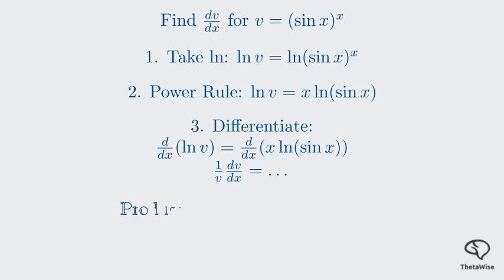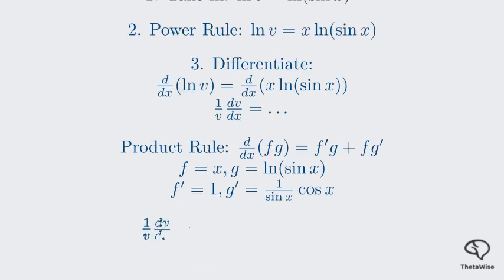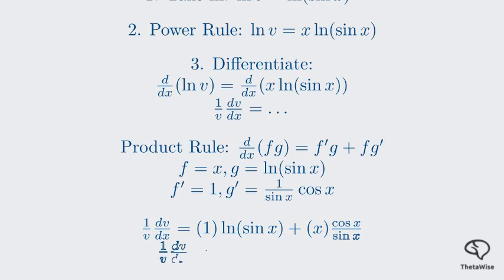Here, f is x and g is ln of sine x. The derivative of x is 1. The derivative of ln of sine x requires the chain rule. It's 1 over sine x times the derivative of sine x, which is cosine x. Applying the product rule, the derivative of the right side is 1 times ln of sine x plus x times cosine x over sine x. We can simplify cosine over sine to cotangent x.